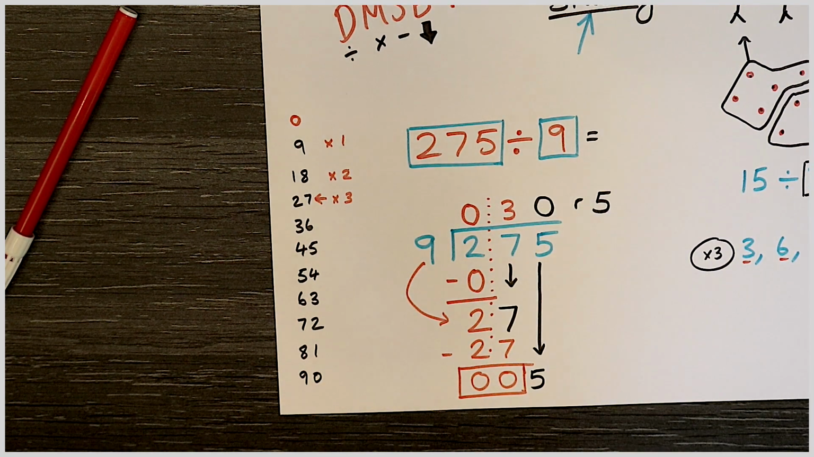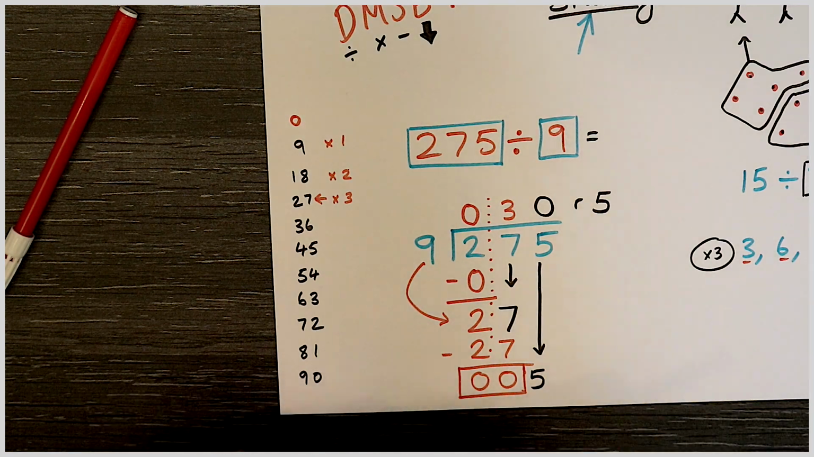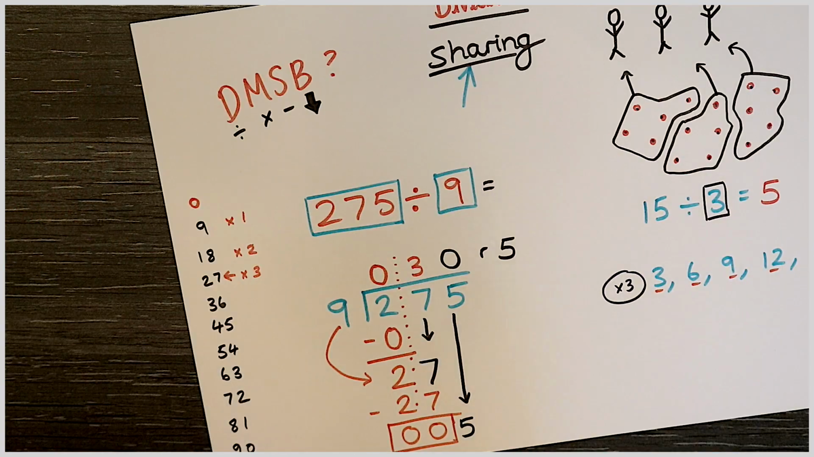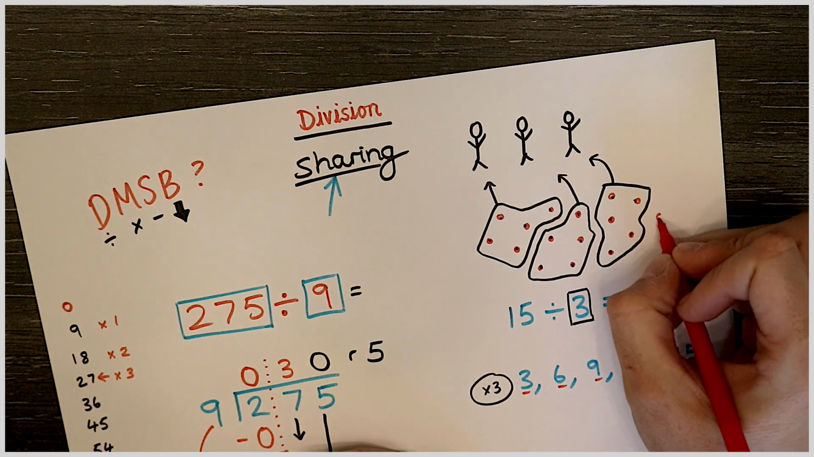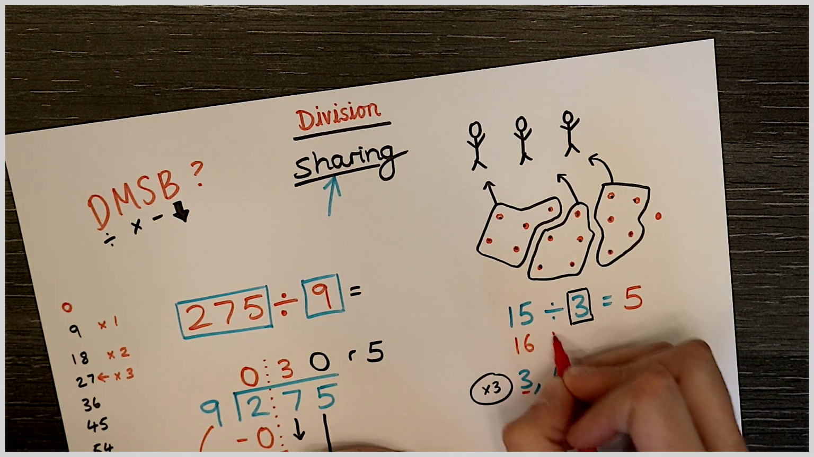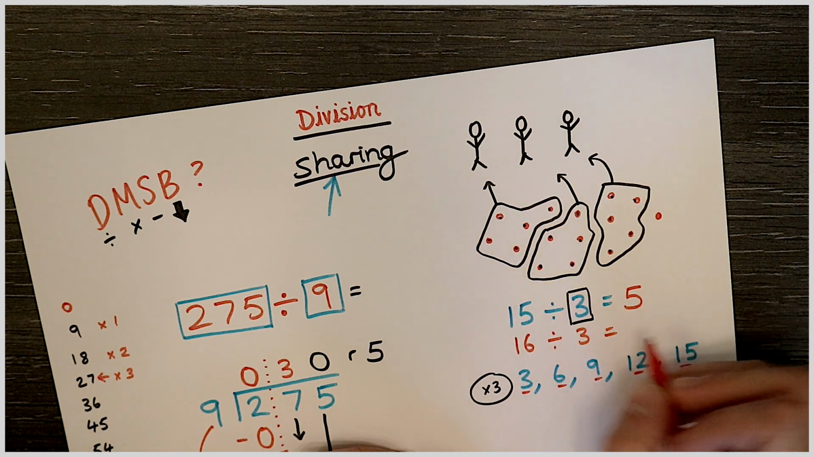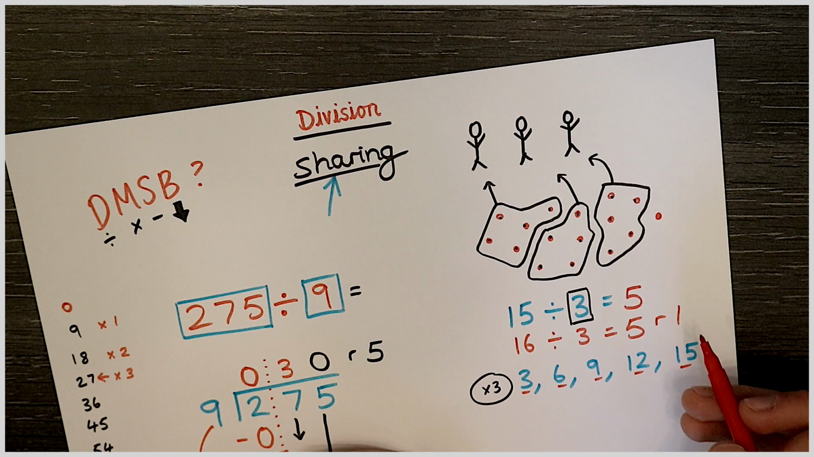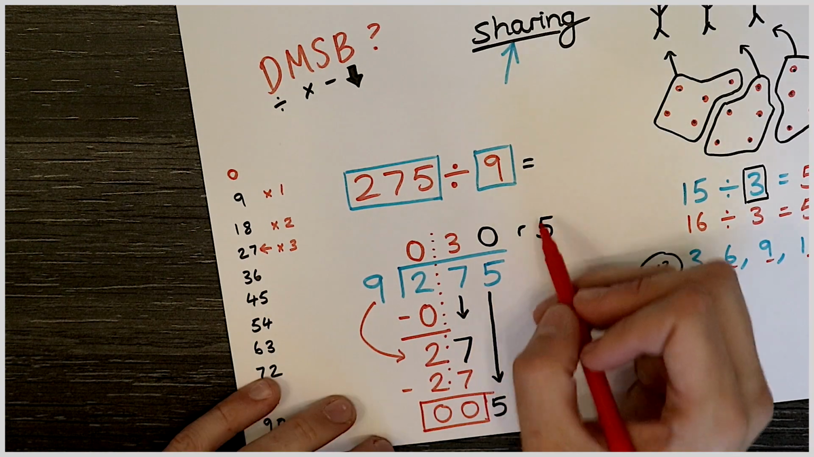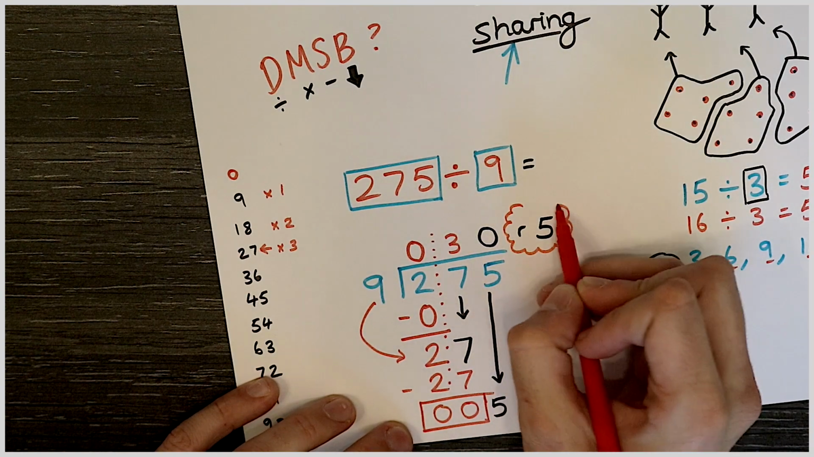Okay? And you can check this. So remainder means extra. So if we had these 3 children here and we've got the 15, imagine the question was 16 divided by 3. Well, the answer's still 5, because they all get 5, but there's just 1 left over that we can't do anything with. So that's what we've got here. We've got something that we can't do anything with.